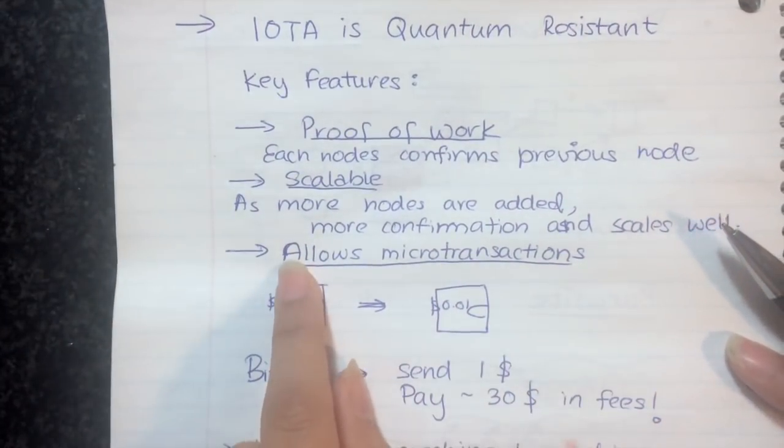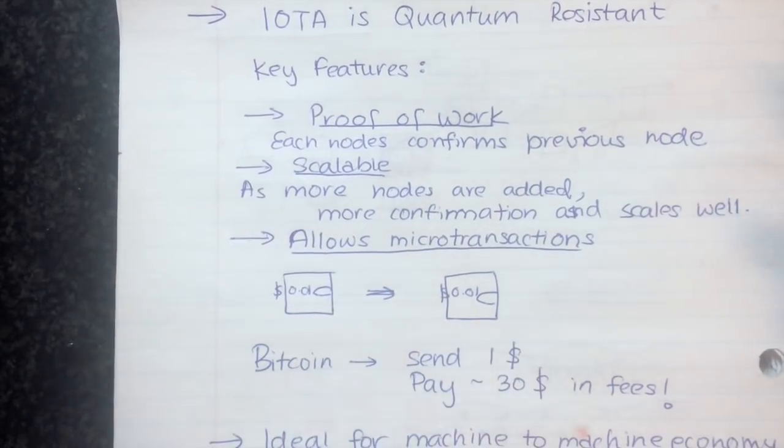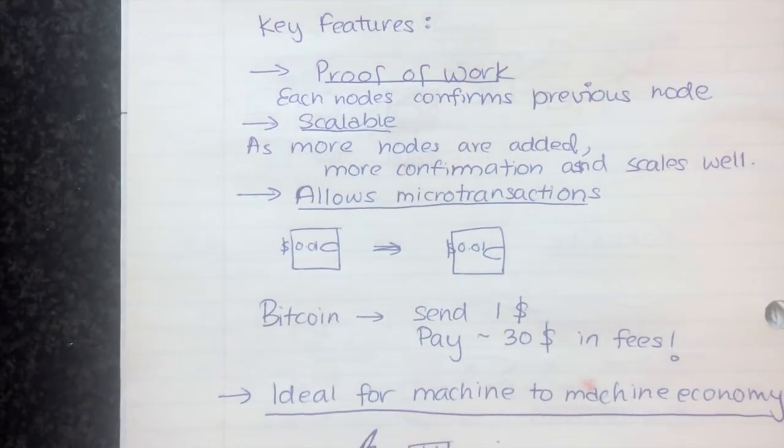It allows microtransactions. You can even send 1 cent to your friend, and that's very low. Bitcoin currently, to send about $1, you have to pay $30 in fees, which is pretty high if you want to buy, for example, coffee.